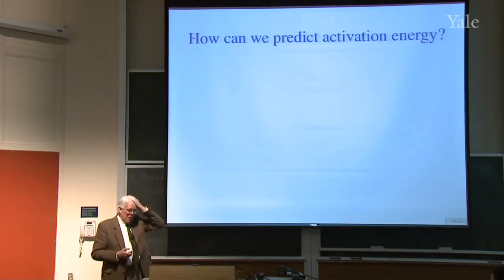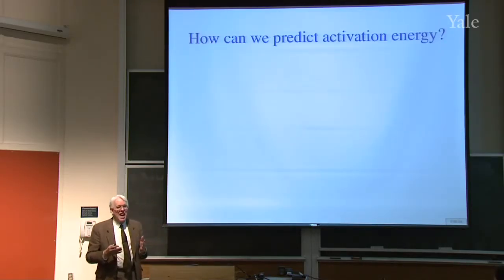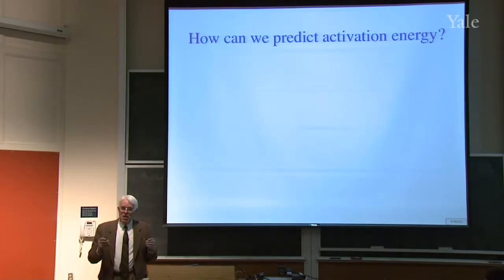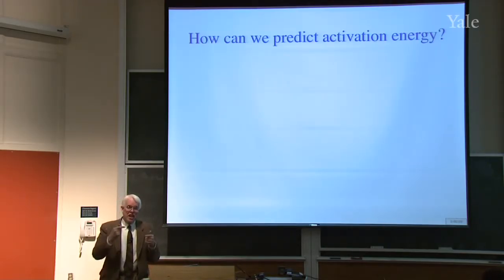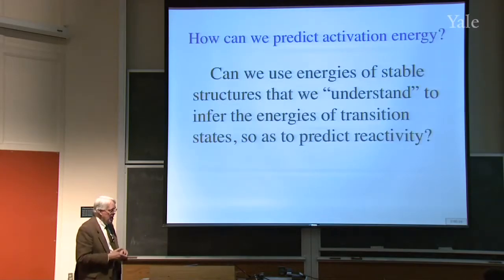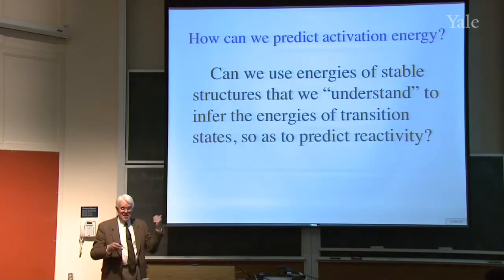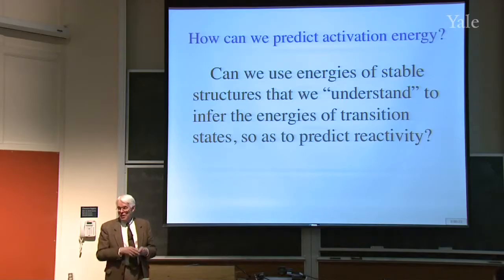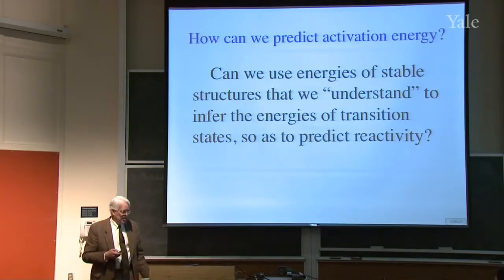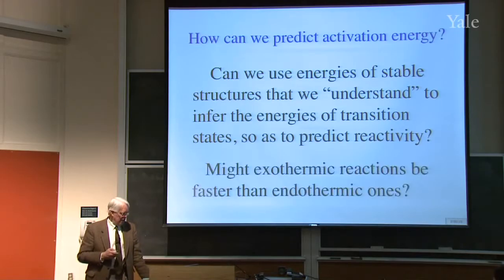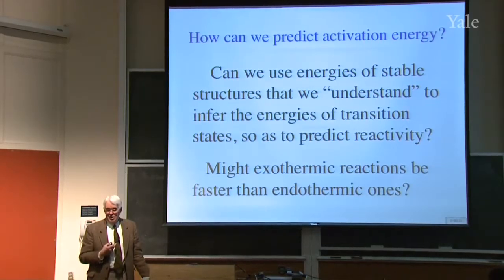Okay, now, that's what we're going to say about bond energies. Now, how can we predict activation energies when you're not just breaking a bond, but making a new bond? You break the old bond, right? What energy should that have? Can we use the energies of stable structures, ones that we understand to the extent it's clear that we don't really understand things perfectly, can we infer the energies of transition states so we're able to predict reactivity? For example, might exothermic reactions be faster than endothermic ones, right?